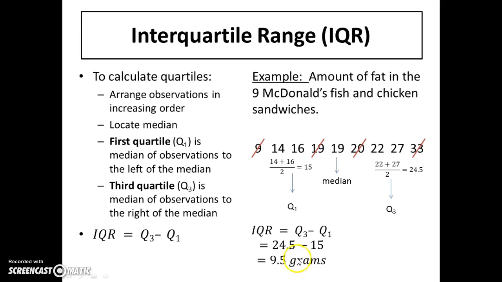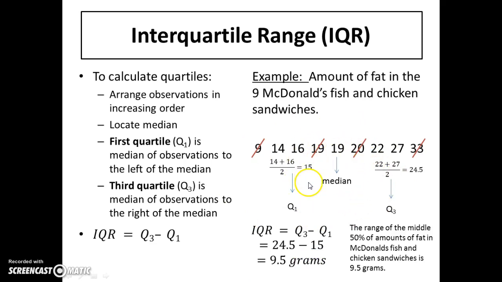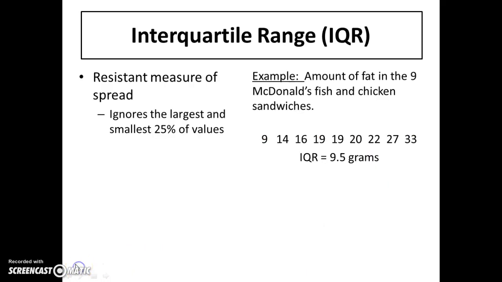And this number, 9.5 grams, means that the middle 50% of the data is between 15 and 24.5. In this context, the range of the middle 50% of the amount of fat in the McDonald's fish and chicken sandwiches is 9.5 grams. So we just calculated the IQR for this data set right here.